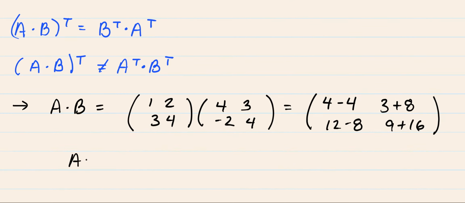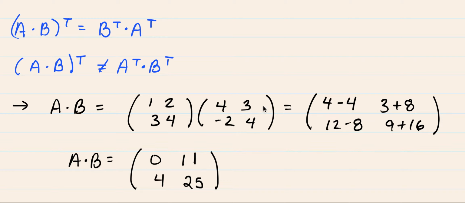So A times B is 0, 11, 4, 25. This is 11, not 12.